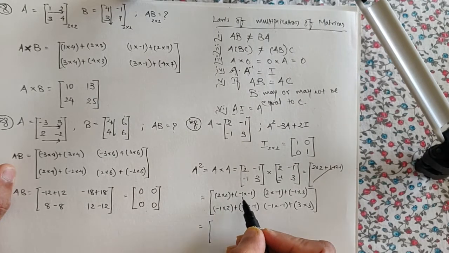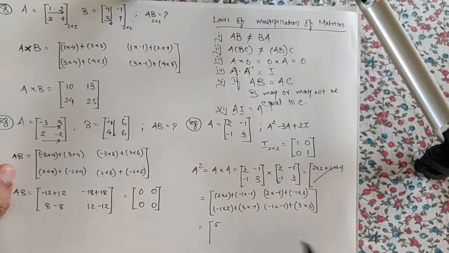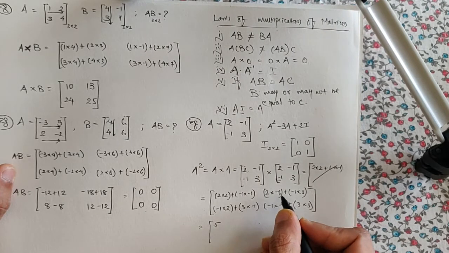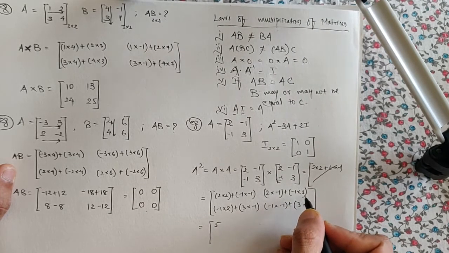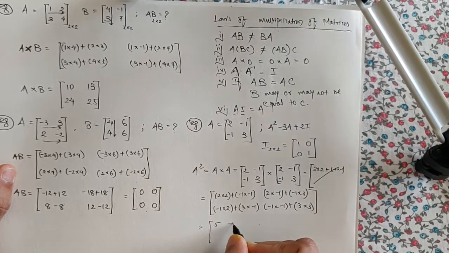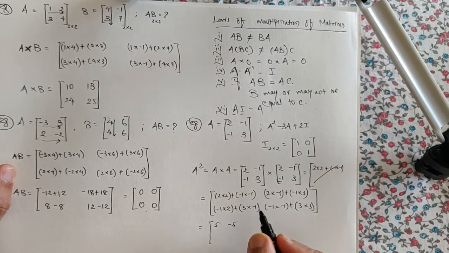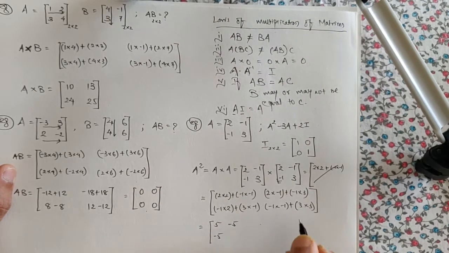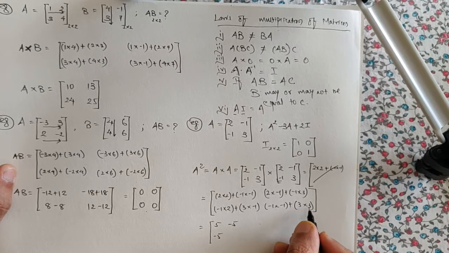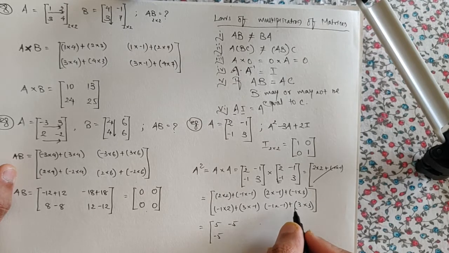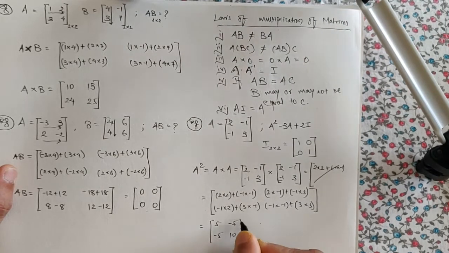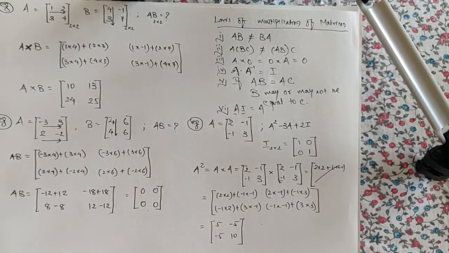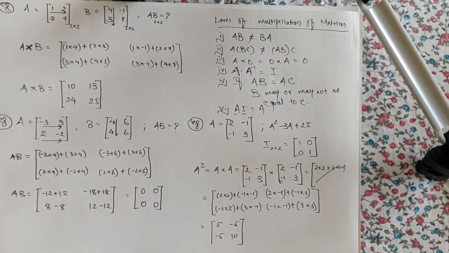Two twos are 4 plus 1, 5. 2 into minus 1 is minus 2, plus minus 3, is minus 5. Then comes minus 2 plus minus 3, is minus 5 again, and here it is 3 3s are 9, 9 plus 1, 10. So 5, minus 5, minus 5, 10. This is just the value of A square.